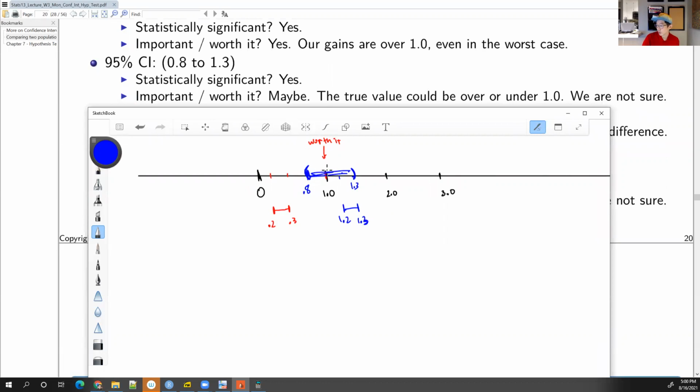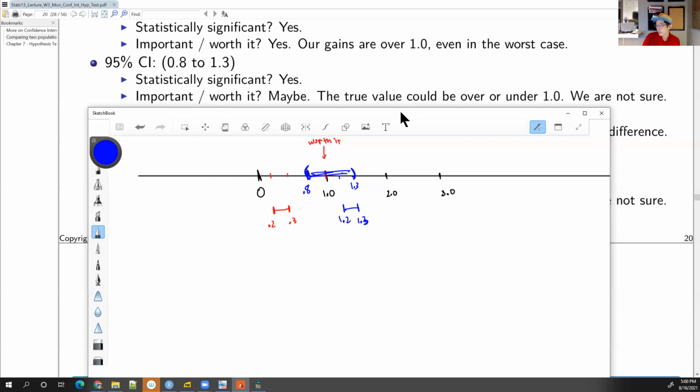The true value could be above 1.0, could be as high as 1.3. But the true value could also be as low as 0.8, right? And if it's only 0.8, then it's not going to be worth it, right? It'll improve your crops. We've got evidence that it improves your crops, but is it going to be enough to offset the cost of implementing everything? And the answer is, yeah, maybe not, okay?